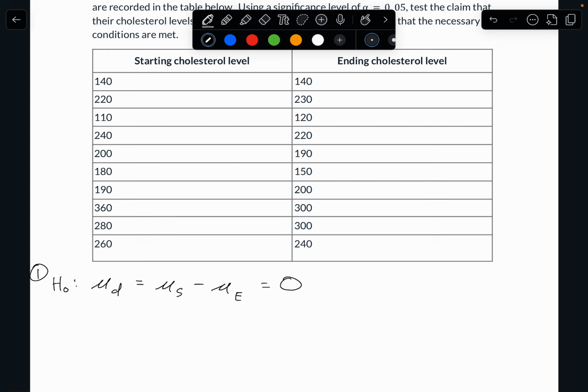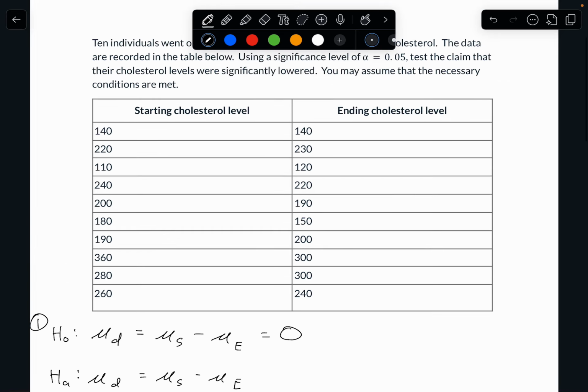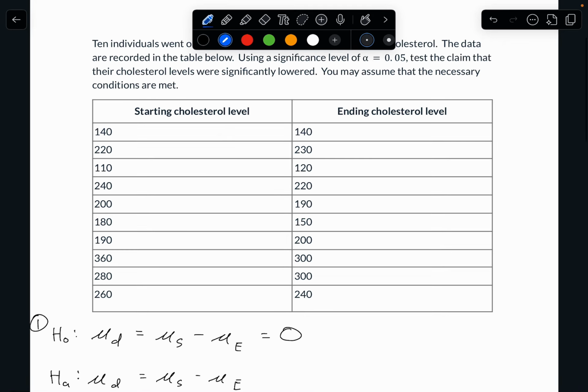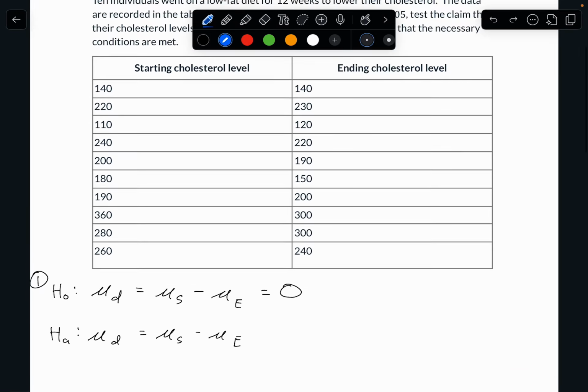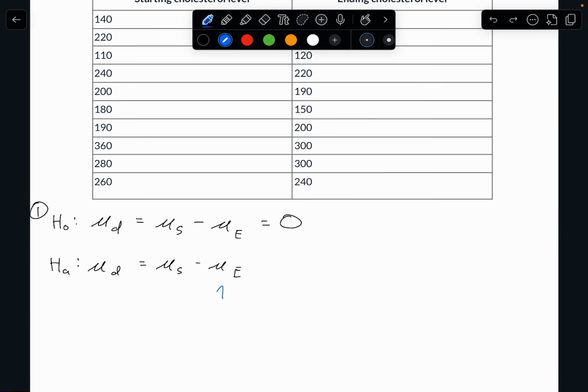So we've got that part, which means now we've got to talk about our alternative hypothesis. So we're still talking about the mean of the differences. So that's equal to mu sub starting minus mu sub ending. And so this time around, I am making a specific claim that one of these is higher or lower. So we want to say that their cholesterol levels were significantly lowered. So if I subtract these two, if they were lowered, that means the ending value should be lower, which means my starting value would be higher.